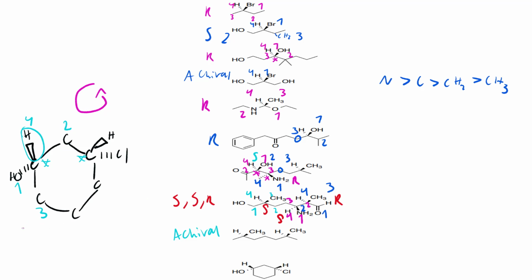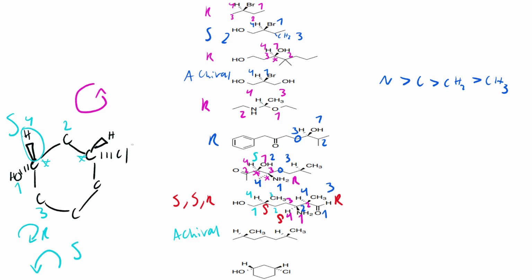So we said that this section is over here, right? Oh, and that's R. Well, since my lowest priority group, which is hydrogen in this case, is in the front, we're going to have to reverse it. So we're going to say that it's going this way. Okay, so all I did was I put my arrowhead on the opposite direction. So it's an S configuration. That's S. Okay.